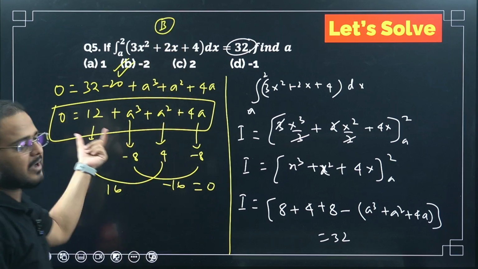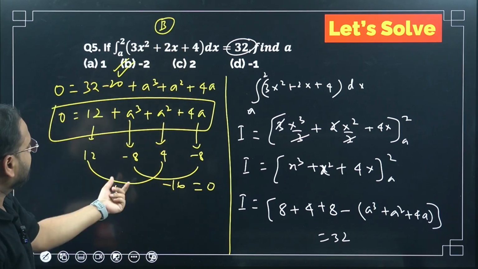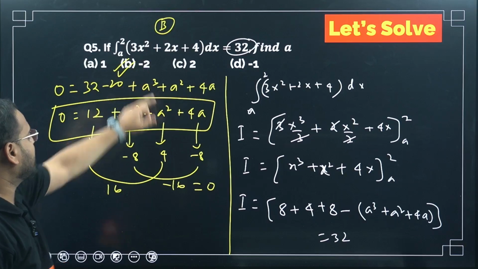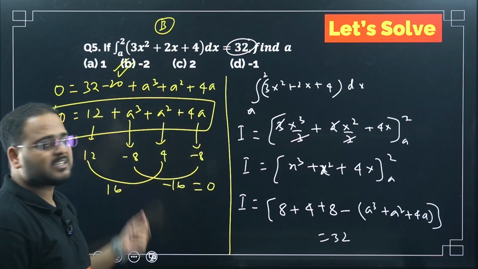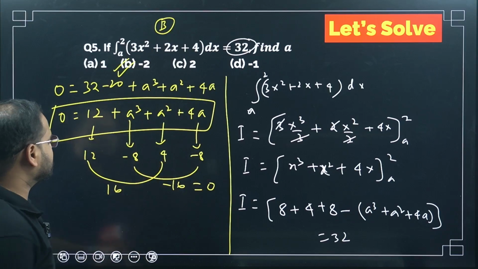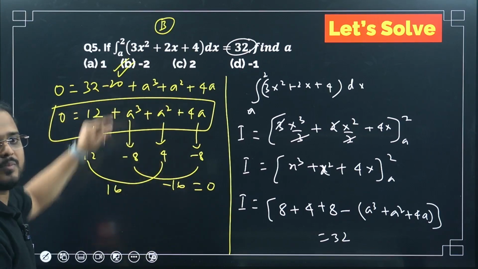After finding my relation for a, I substituted a equal to 1 first. We got not possible. Then I took minus 2. We got minus 8 plus 4 minus 8. Minus 8 minus 8 is minus 16, 12 plus 4 is 16. The sum is 0. I have to find 0 only, so option number B is the correct answer.